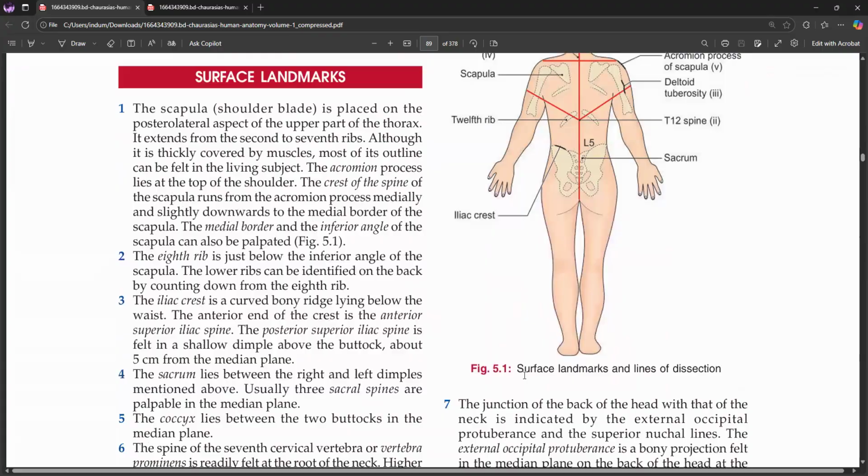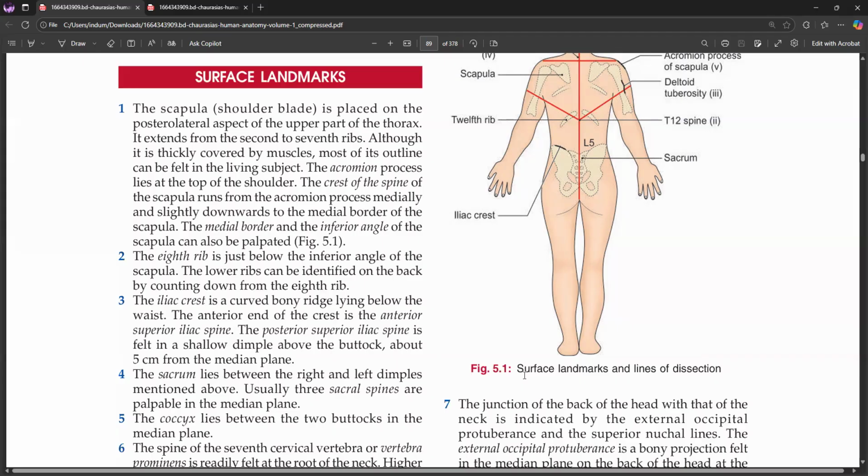Surface landmarks. Number 1. The scapula, shoulder blade, is placed on the posterior lateral aspect of the upper part of the thorax. It extends from the second to seventh ribs. Although it is thickly covered by muscles, most of its outline can be felt in the living subject. The acromion process lies at the top of the shoulder.